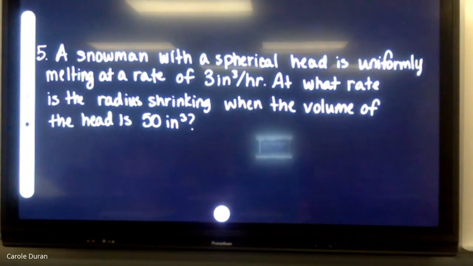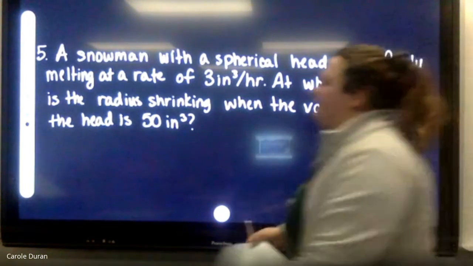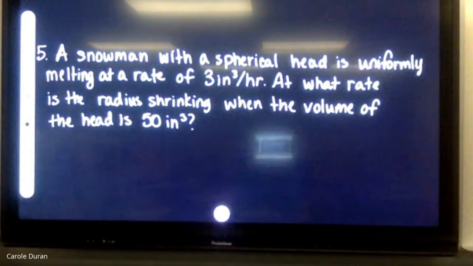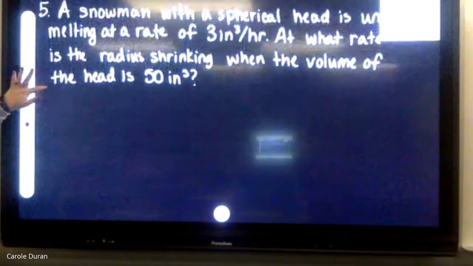Okay, so this problem says a snowman with a spherical head is uniformly melting at a rate of 3 inches cubed per hour. At what rate is the radius shrinking when the volume of the head is 50 inches cubed? So the first thing we need to do is what? See what we have. What information do we have? What information are we solving for? So what is the first piece of information that I have about this snowman? 3 inches.